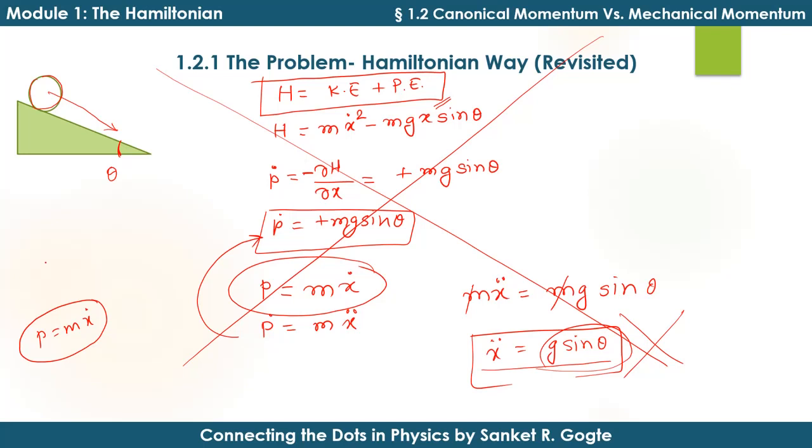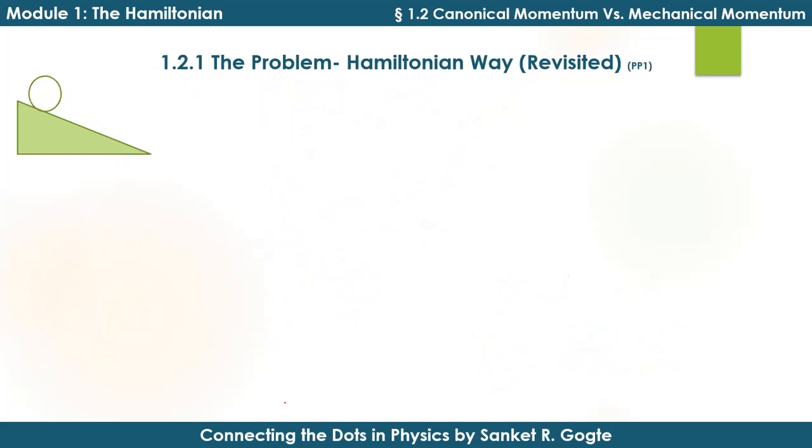Actually, the acceleration should have been g sine theta divided by 2. Some of you may have already found the mistake that we made in solving this problem using the Hamiltonian. We solved it using the other two formalisms, Newtonian and Lagrangian, which gave us the correct answer. But this one went wrong, and now we will solve this problem in the correct way.